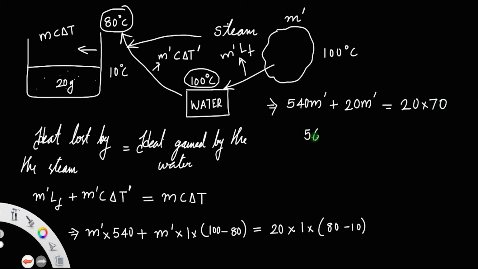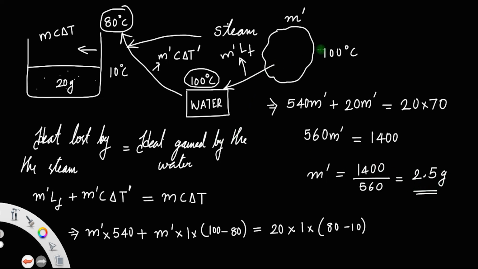So this is equal to 560 m dash is equal to 1400. So m dash is equal to 1400 divided by 560. It will be 2.5, which means 2.5 gram of steam is converted into water. So the total mass m will be the mass of the water, 20, plus the mass of the steam converted to water, that is 2.5. So it is 22.5 gram. That's the answer.